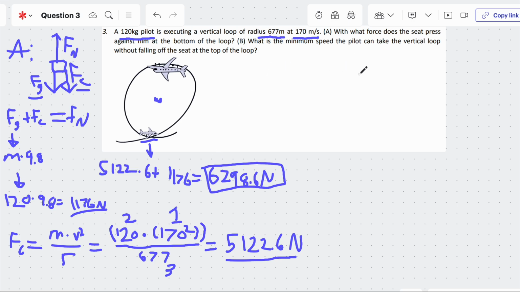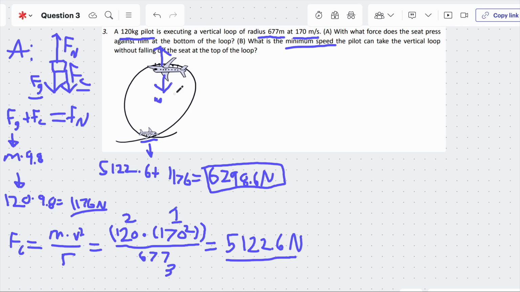What is the minimum speed the pilot can take the vertical loop without falling off the seat at the top of the loop? So this is basically saying, well, actually, okay. So at the top here, again, we'd only have the possibility of these three forces acting on them because we're not worried about small things like air resistance or anything. So we'd have gravity pulling down, and we'd have centripetal force going out again, which in this case is up. In this case, we're not going to have normal force.